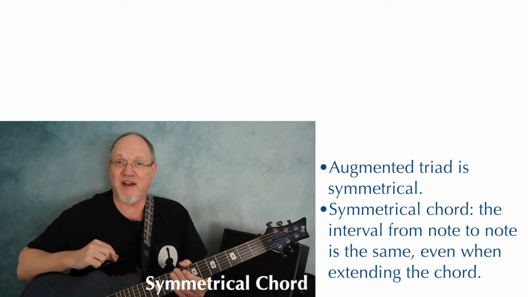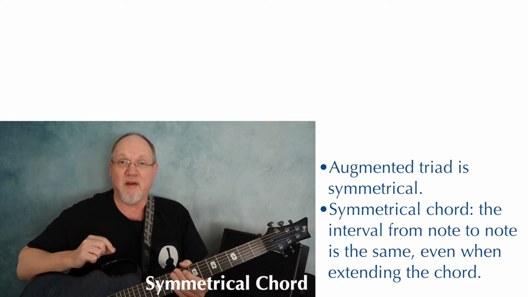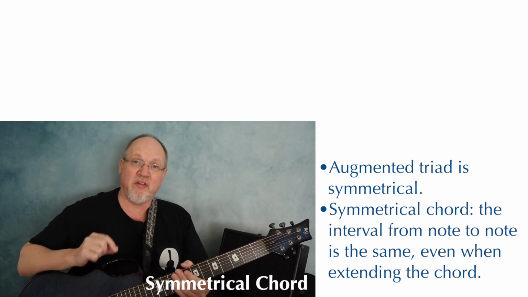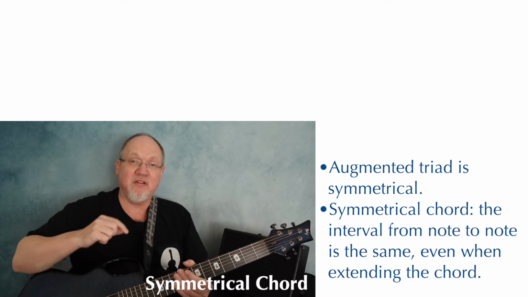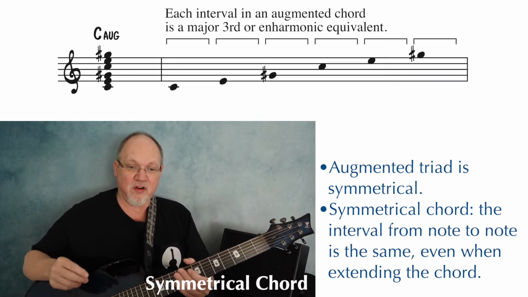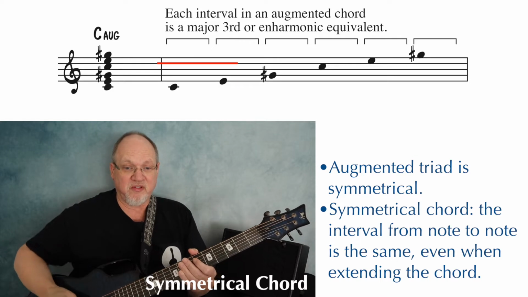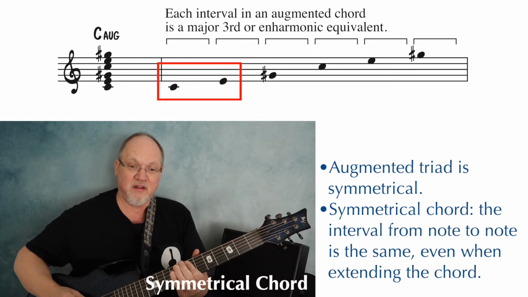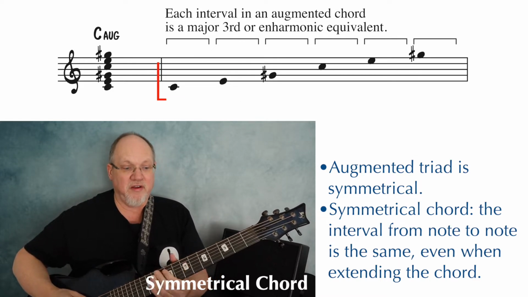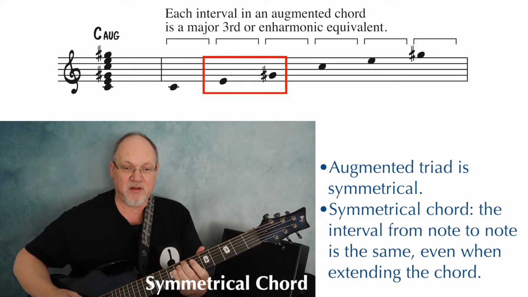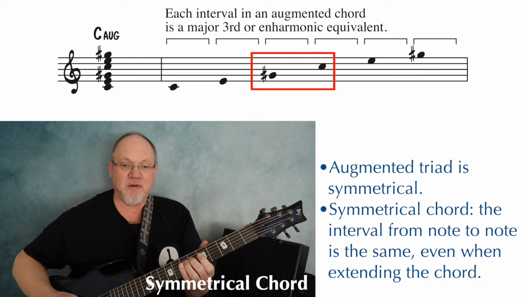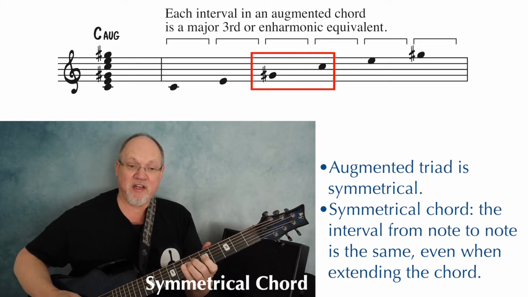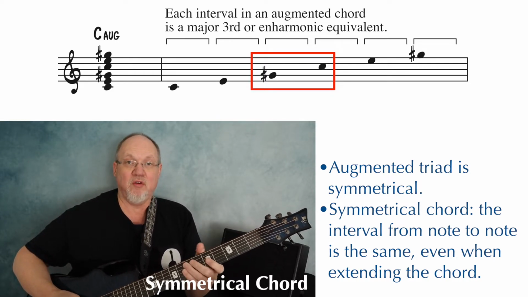The augmented triad is a symmetrical chord, meaning that the interval from one note to the next in the chord is always the same, even when you extend it to the octave and beyond. Here's a C augmented chord. The interval from C to E is a major third. The interval from E to G sharp is a major third. And the C above G sharp is enharmonically equivalent to a major third.